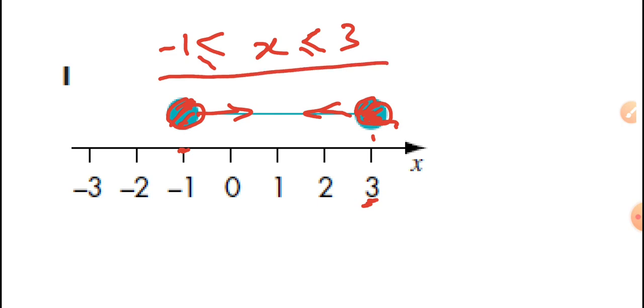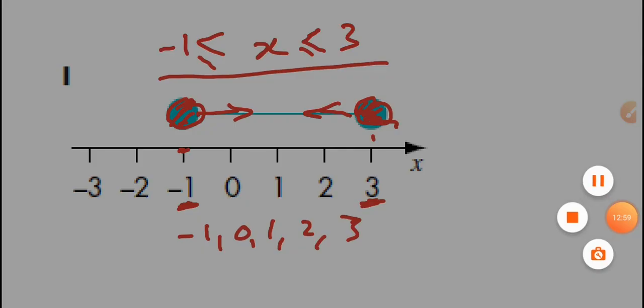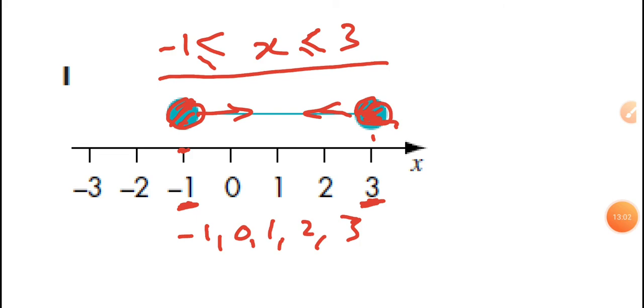So what are all the integers that fulfill this criteria? Well, it can be all the numbers from -1 to 3, because x is -1 or more. So -1, 0, 1, 2, and it can be 3 because it's 3 or less. Okay, so that's the end of this question.